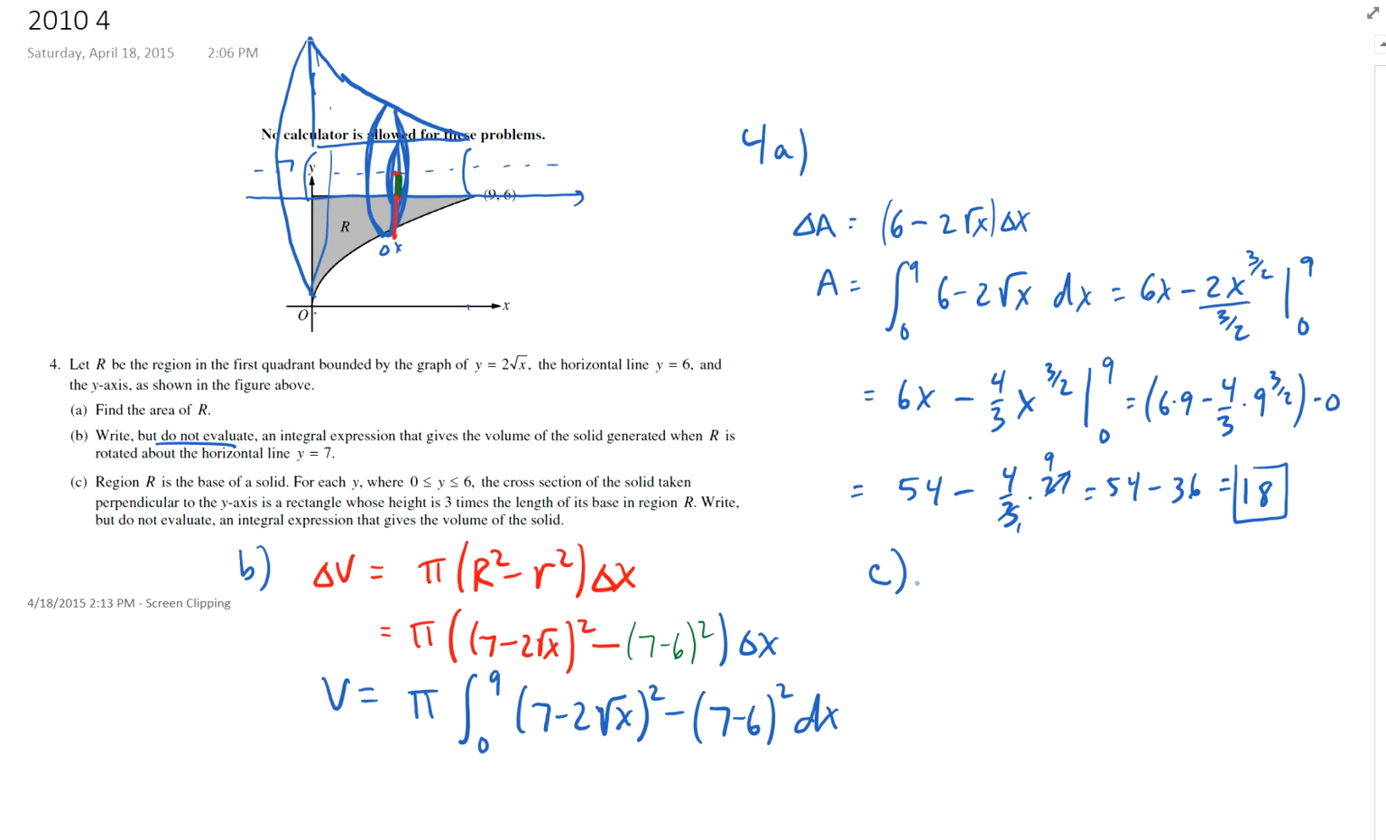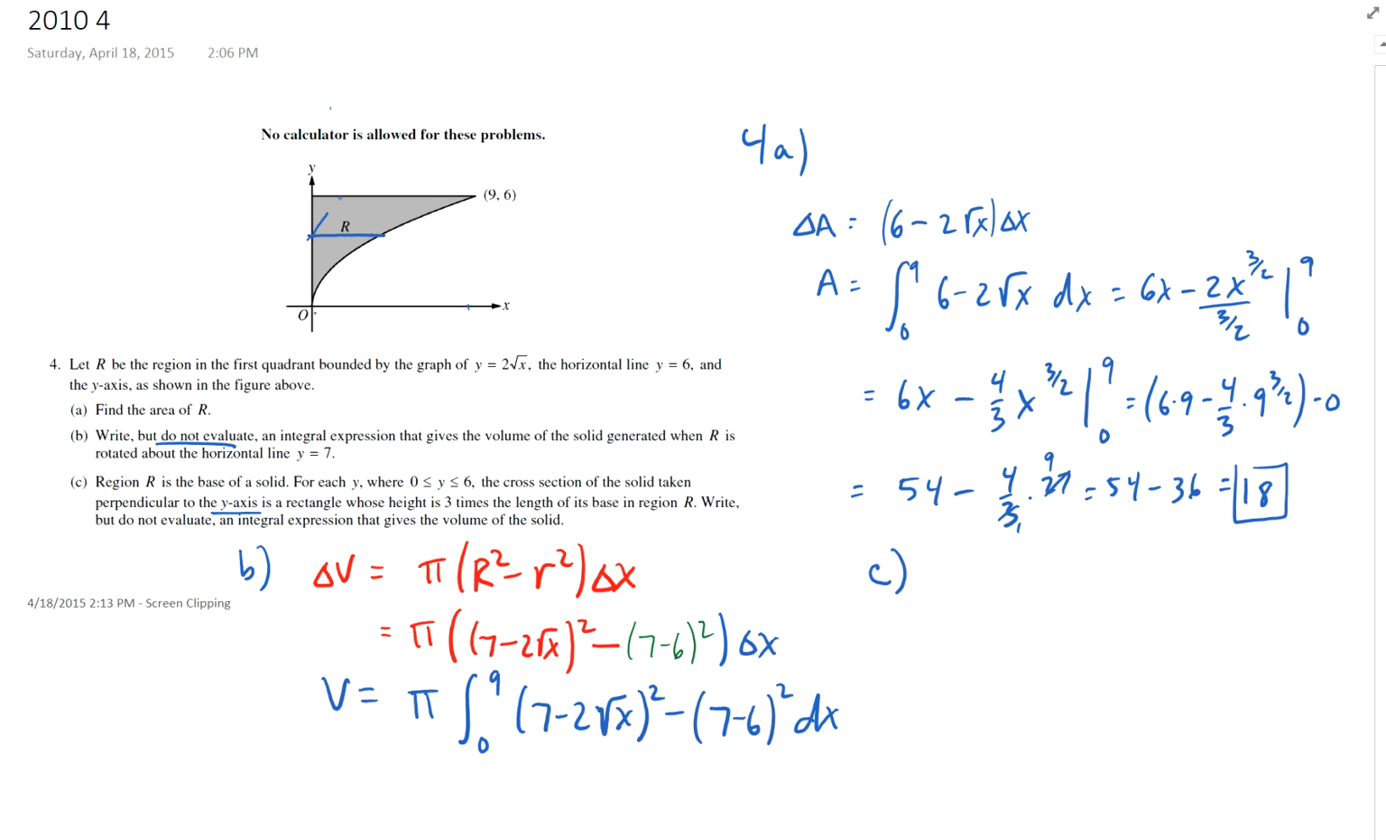Region R, I'm going to go ahead and erase this now, is the base of a solid. For each y, where y is from 0 to 6, the cross section taken perpendicular to the y-axis is a rectangle whose height is 3 times the length of its base. Write but don't evaluate the integral that gives the volume. So it's perpendicular to the y-axis and it's coming out of the screen. The height's 3 times the length of the base.